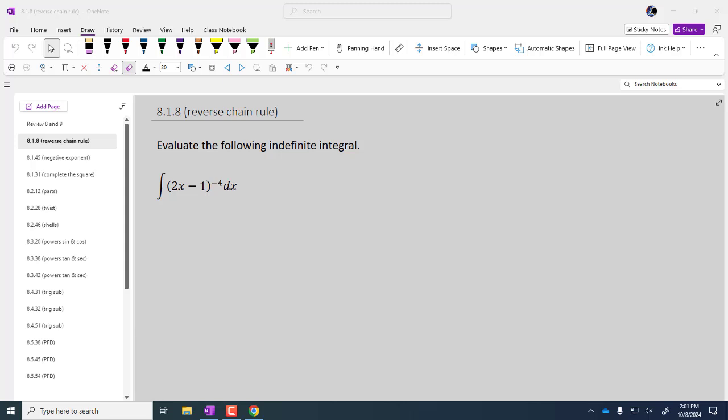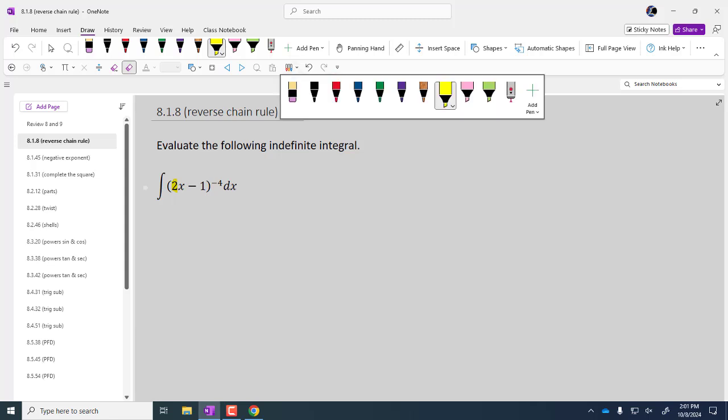So first question, integrate. This is a reverse chain rule problem. And so what I'm hoping you're noticing is that down here in parentheses we have a linear expression. So whenever we have a linear expression, we can use the reverse chain rule. We could use substitution if we wanted to be super long-winded, but we don't want to do that. We want to be efficient.